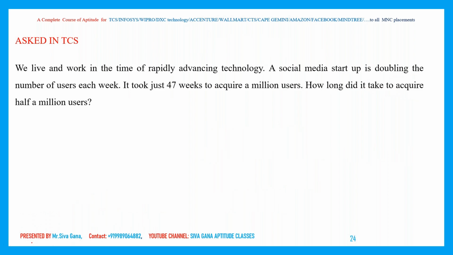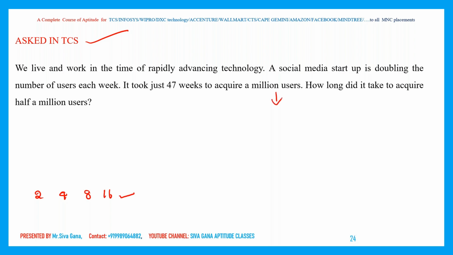We live and work in a time of rapidly advancing technology. A social media startup is doubling the number of users each week. If the first week is 2, next week is 4, next week is 8, next week is 16. In this way the users are increasing. It took just 47 weeks to get a million users.